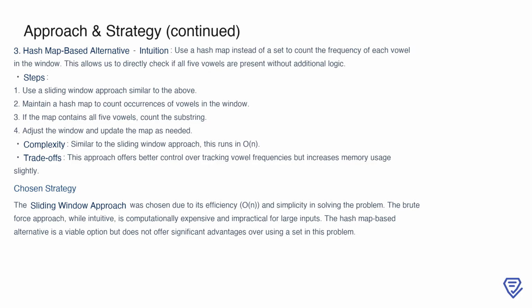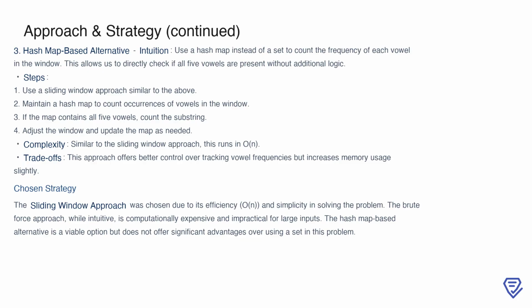This approach provides a finer level of control by counting the occurrences of each vowel in the window. With a hash map, we can directly verify whether all 5 vowels are present by checking the map's keys. The steps are similar to the sliding window approach, but instead of a set, we maintain a hash map to record the frequency of each vowel. If the map contains all 5 vowels, we count the substring.